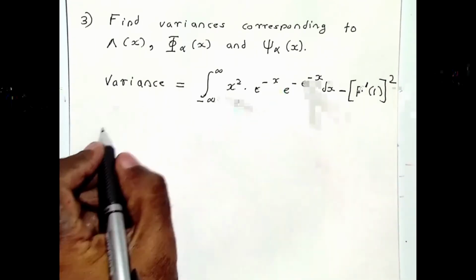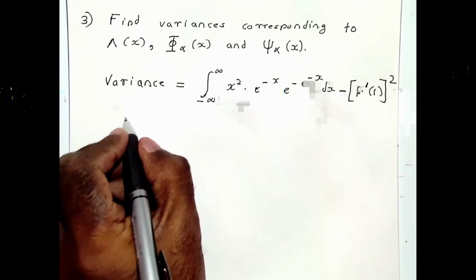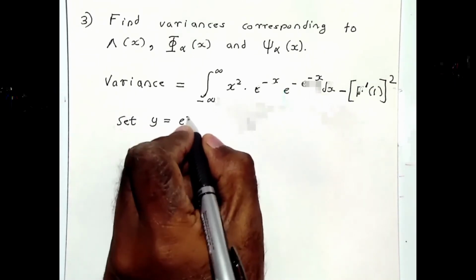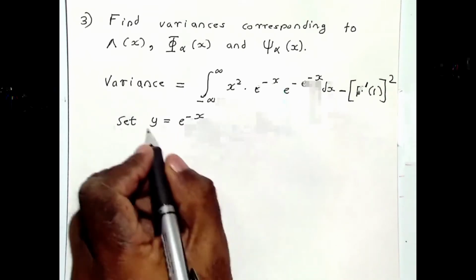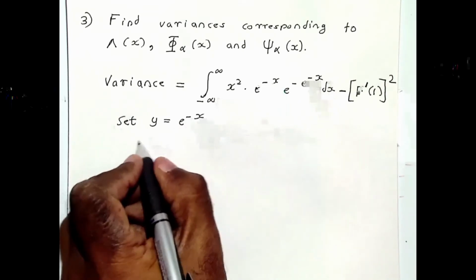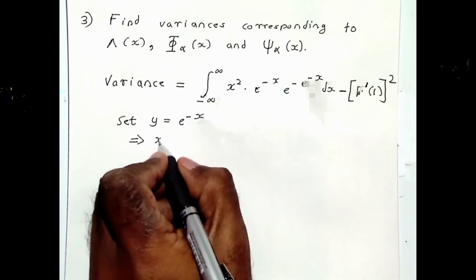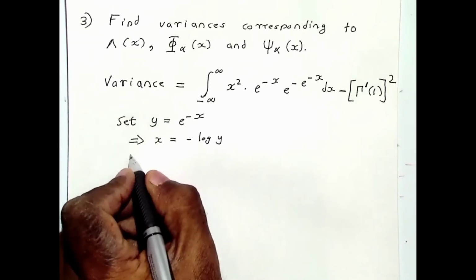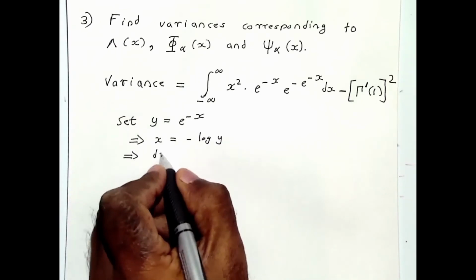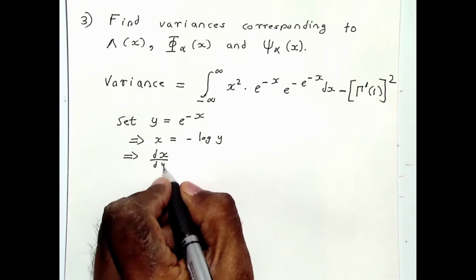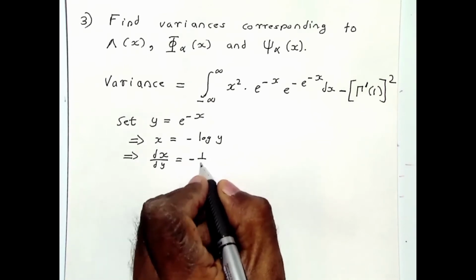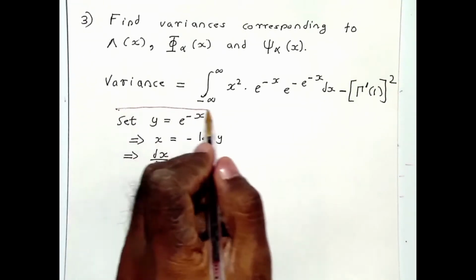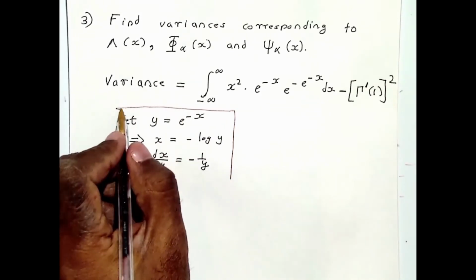Now to do this integration, once again I'm going to make the same substitution that I made to find the mean, which was this one. So this implies that x equals minus log of y. So dx by dy is minus 1 over y. Let me put this in a box.